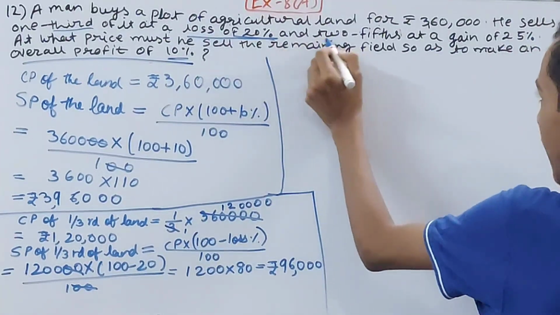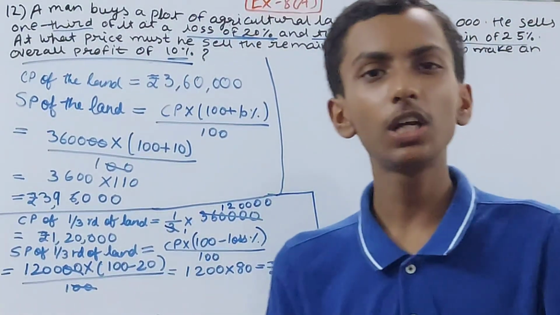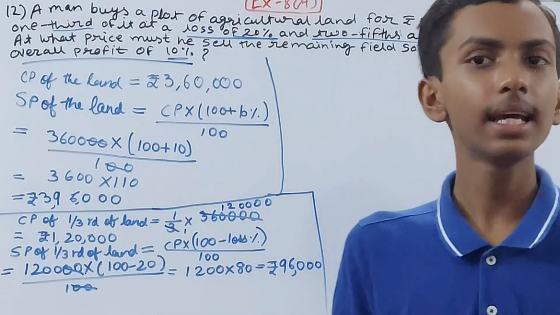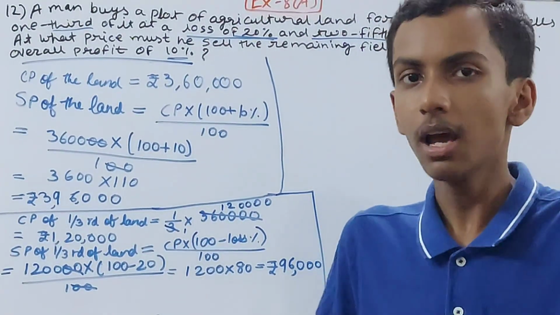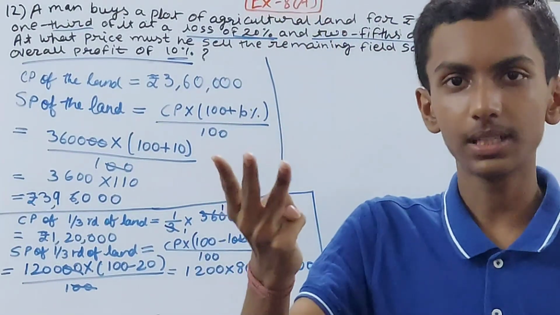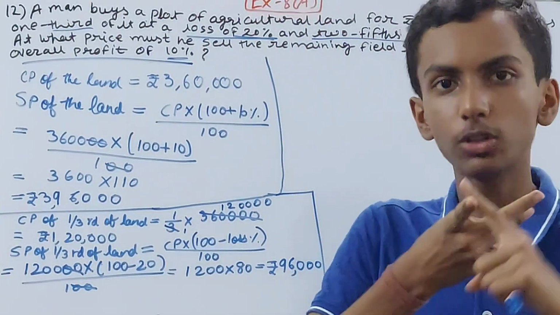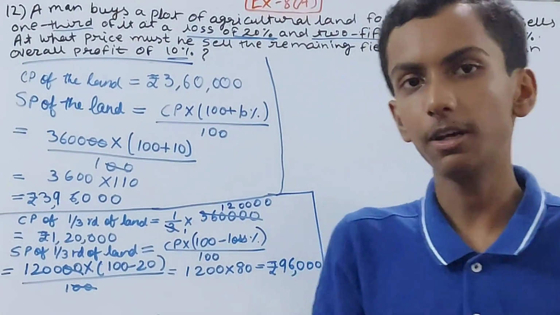Okay, and 2/5 at a gain of 25%. So he sold 2/5 of the land at the gain of 25%. As I said, he divided this into 3 parts: 1/3 of his land, 2/5 of his land, and the remaining part of his land. And he sold 1/3 at a loss of 20% and 2/5 at the gain of 25%.